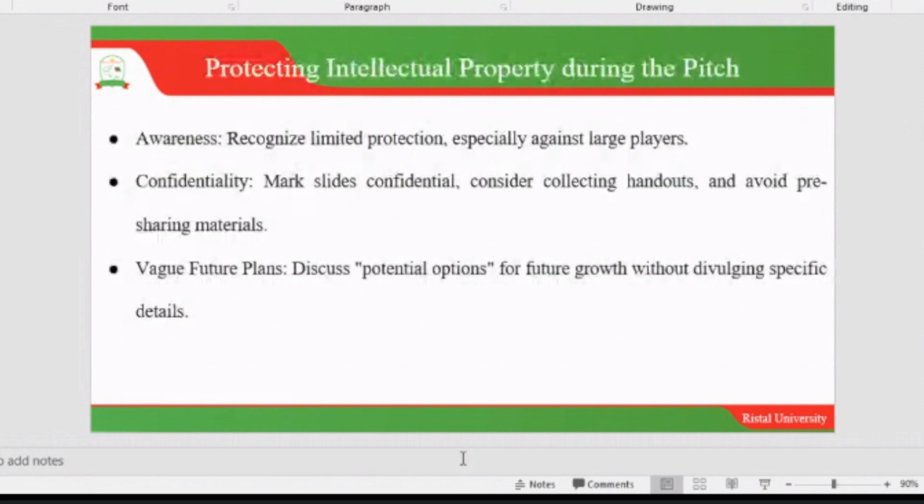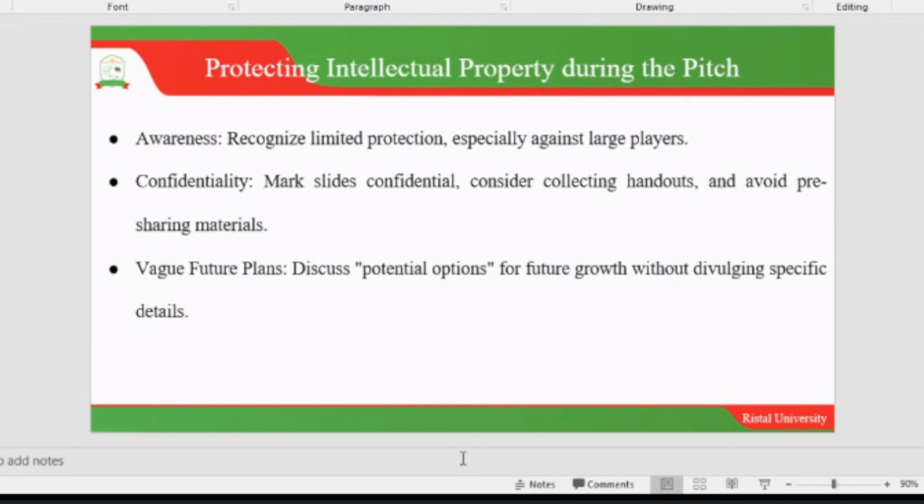Then during pitching, you need to protect your intellectual property. Your original work of that innovation or business should be protected at all costs, because there could be some malicious people in the room who will steal your idea. So make sure that you have your slides marked as confidential. You consider collecting handouts after the presentation so that people do not copy and paste your idea somewhere else.